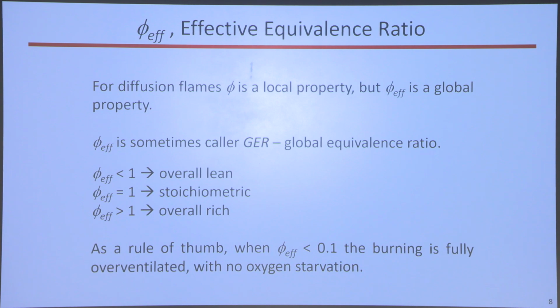If you're at 10 times stoichiometric air, then it's considered there's no chance of oxygen starvation. So we always do a calculation to make sure, look at the fuel flow rate and the air flow rate and make sure they're 10 times stoichiometric.